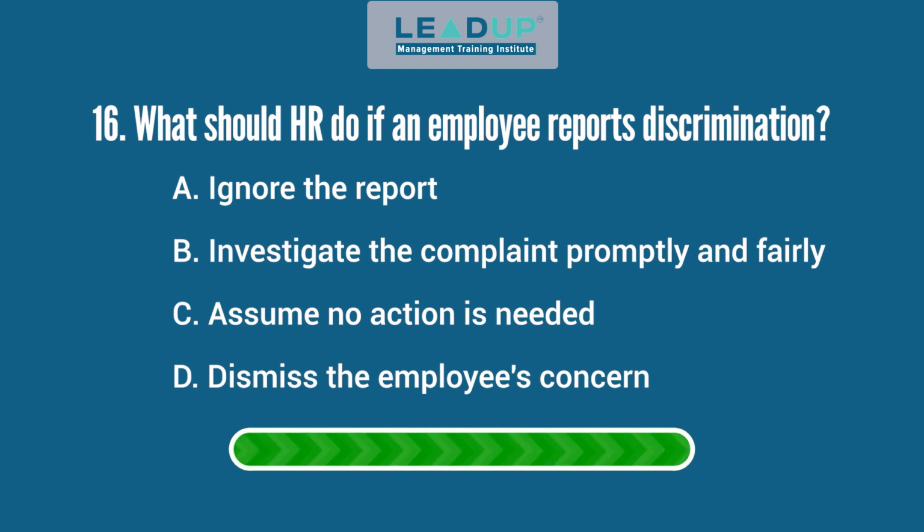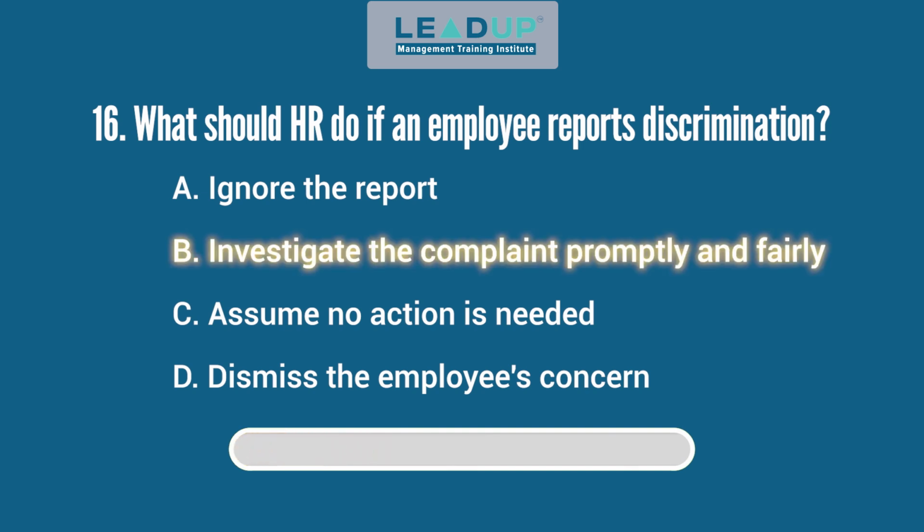Question 16. What should HR do if an employee reports discrimination? A. Ignore the report. B. Investigate the complaint promptly and fairly. C. Assume no action is needed. And D. Dismiss the employee's concern. Answer: investigate the complaint promptly and fairly.